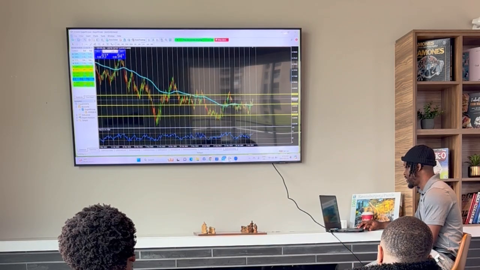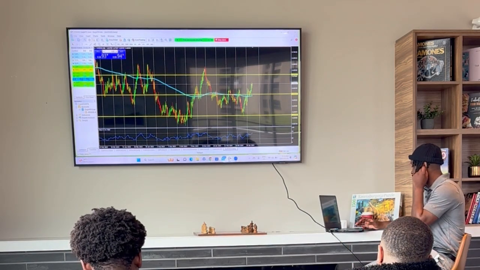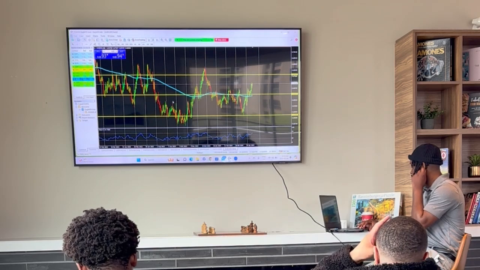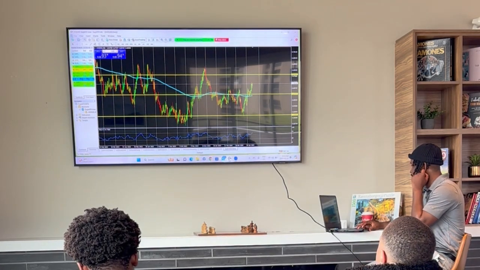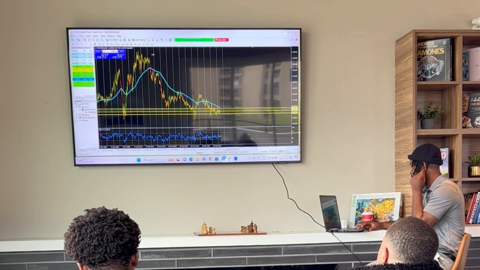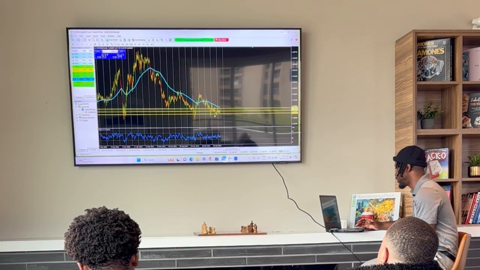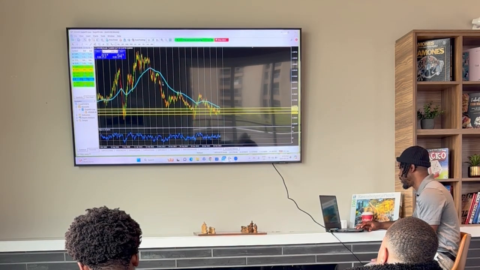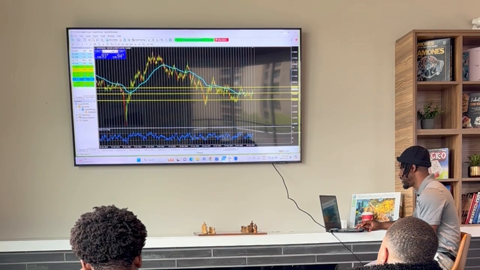Bro, well said, man. Recap pretty much said everything I was going to say. So if you're looking at it based on market structure, like Recap said, the overall trend was a downtrend if you look on a weekly or monthly time frame. AUD was trending down for a very long time. But based on the daily time frame, right?